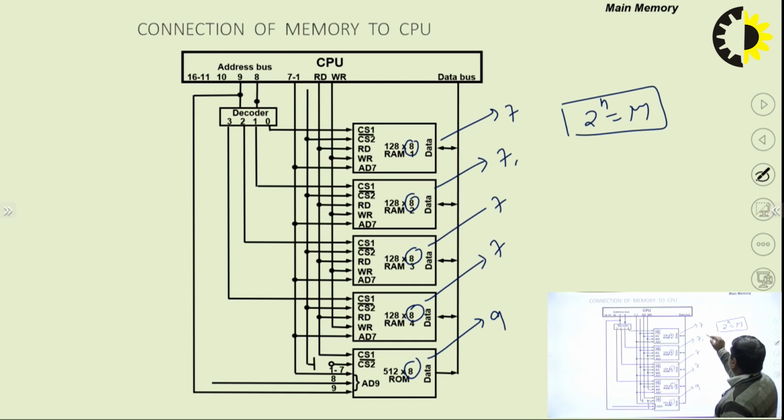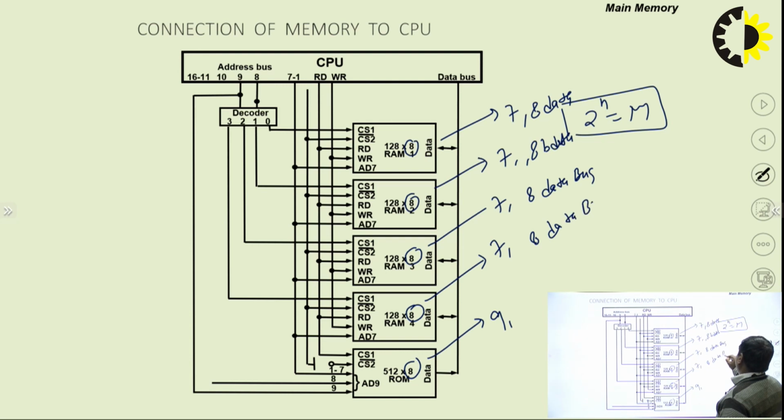It means the 8 data bus. Here is also an 8 data bus, and here is also an 8 data bus. Now see that the common 8-bit data bus, lines 0 to 7, is connected to each RAM and ROM chip with the CPU.